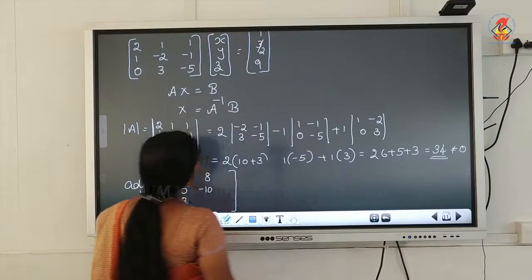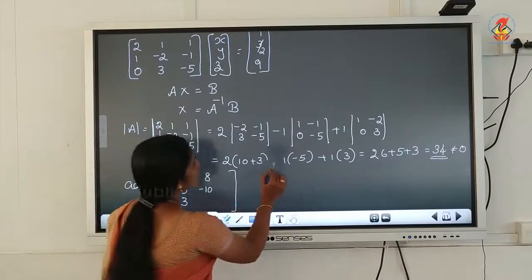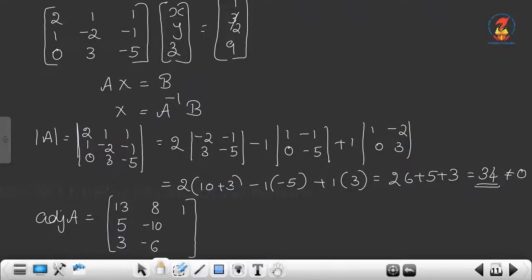Now what about the third element? The next element is 3. When we take 3, delete the row and column. So 2, 1, 1 minus 1. That is minus 3. But change the sign, it is 3. And the last element is minus 5. So 2, 1, 1 minus 2. That's equal to minus 5.